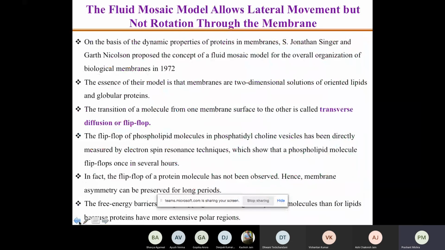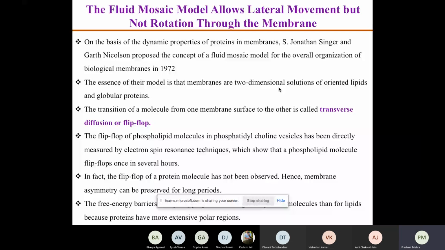So this gives you an idea that the membrane shows movement. The fluid mosaic model allows lateral movement, but not rotation through the membrane. On the basis of the dynamics and properties of the membrane, Singer and Nicolson gave the membrane model, where the membrane is a two-dimensional solution of oriented lipids and proteins. It is like a sea around in the membrane.